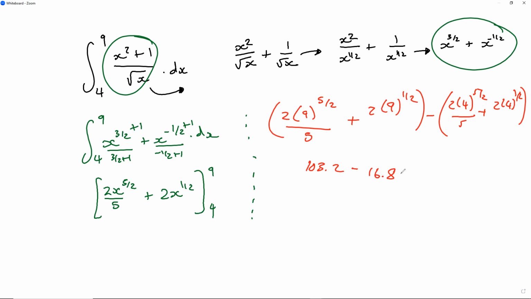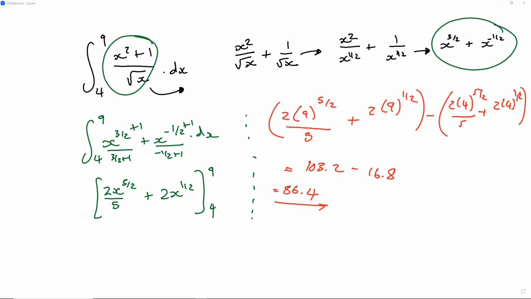And then putting those two on a calculator will come to the final answer here, 86.4 for that. Okay.